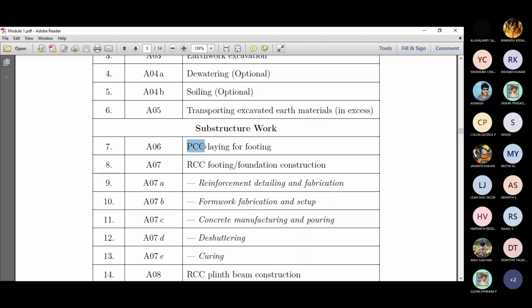And then step seven is RCC footing construction. This is also very much important. The reason is that once you lay the PCC, you can even take it as a parallel activity. During PCC laying itself, people start preparing reinforcement for the footing or foundation, right? So once the PCC gets hardened, there isn't any wastage of time. They generally bring the assembled reinforcement, and then they place it, and then they provide formwork.